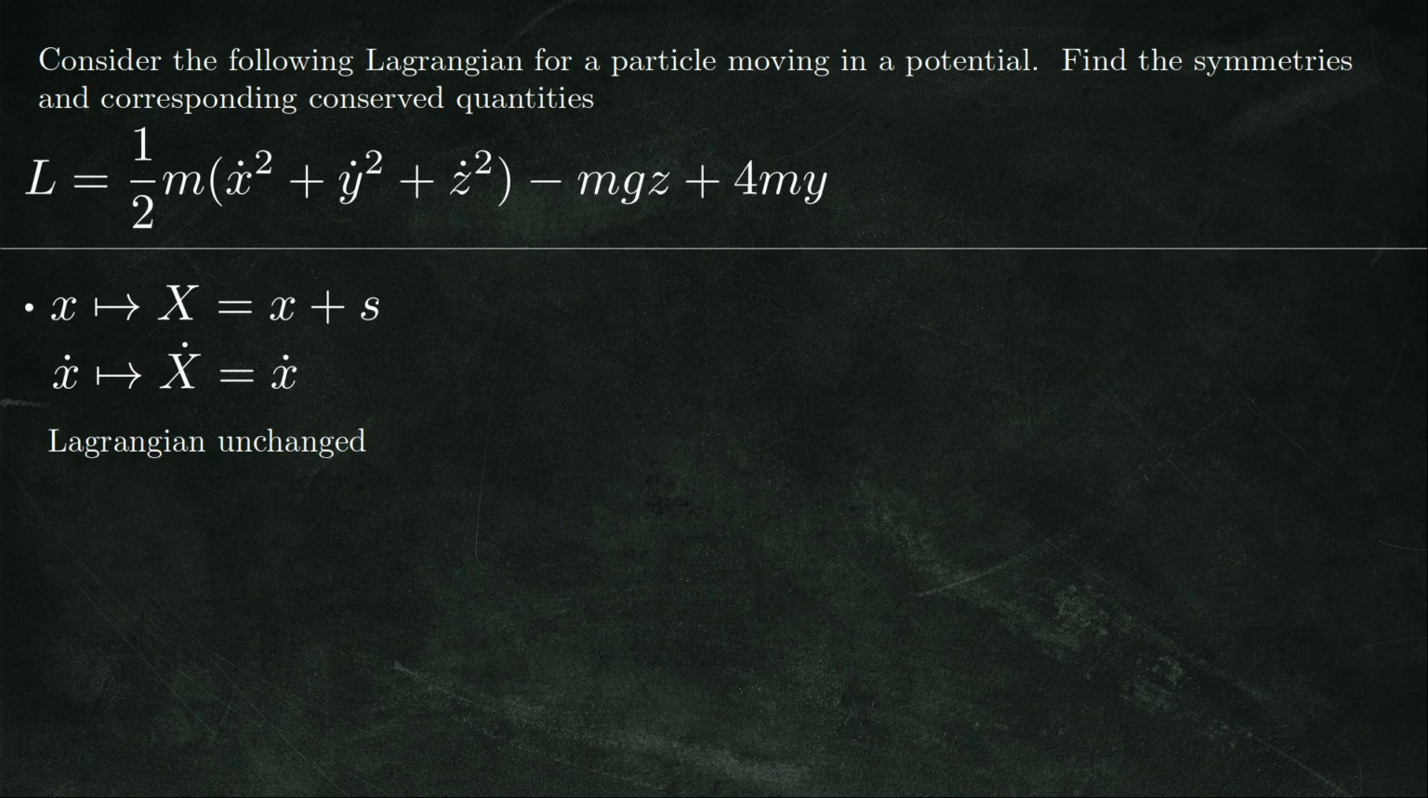And therefore we can calculate our conserved quantity. The expression is given here. We substitute our expression for big X in, and we end up with just m x dot, which is exactly what we saw in this example before for a cyclic coordinate. So we can see that cyclic coordinates are just a special case of Noether's theorem. So we saw that the Lagrangian doesn't depend on x, so we can shift x by any amount s, nothing changes, and we get a conserved quantity. And that's just because the Lagrangian doesn't depend on x.